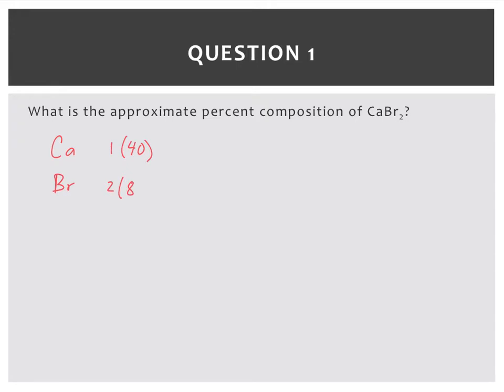All right, calcium is 40, bromine is 80. Oh, look at that. Pretty close. 40 grams here and 160 grams for a total of 200 grams per mole. That's our gram formula mass.